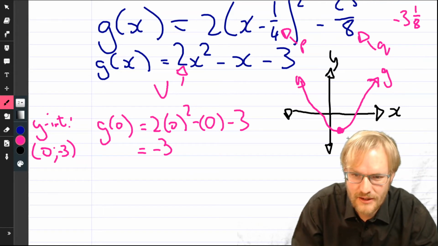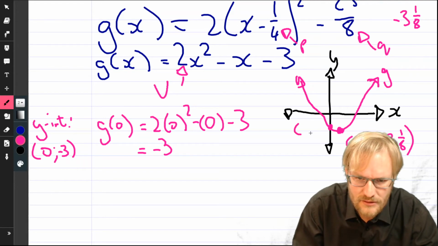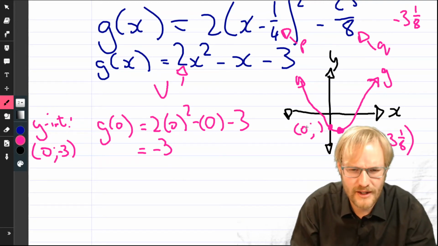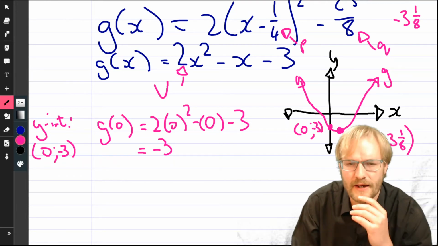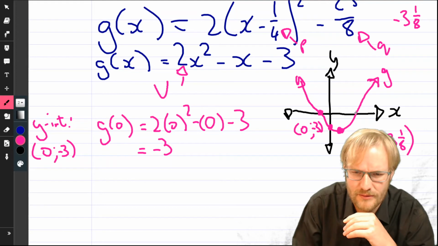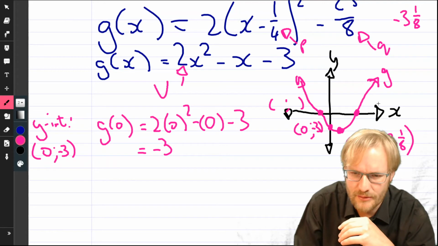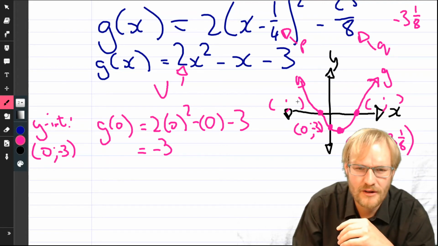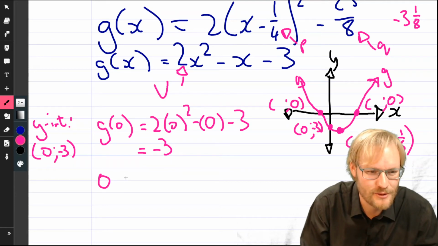Let's label it. This turning point is (a quarter, negative 25 over 8), or 3 and an eighth. This y-intercept, what was it again? It must have had an x of 0. Where on our page do we have something written with an x value of 0? Oh, here it is: (0, negative 3). Okay. Now we can see that our x-intercepts are going to be a negative and a positive. So let's put in the bits of information we know. Y values are going to be 0. In other words, let y equal 0.